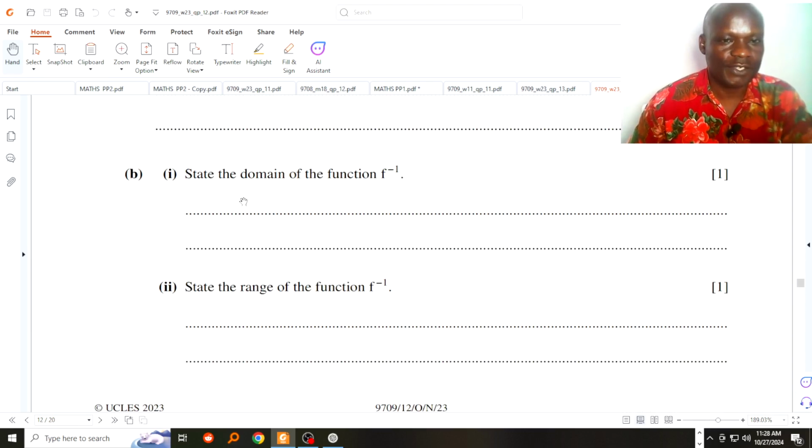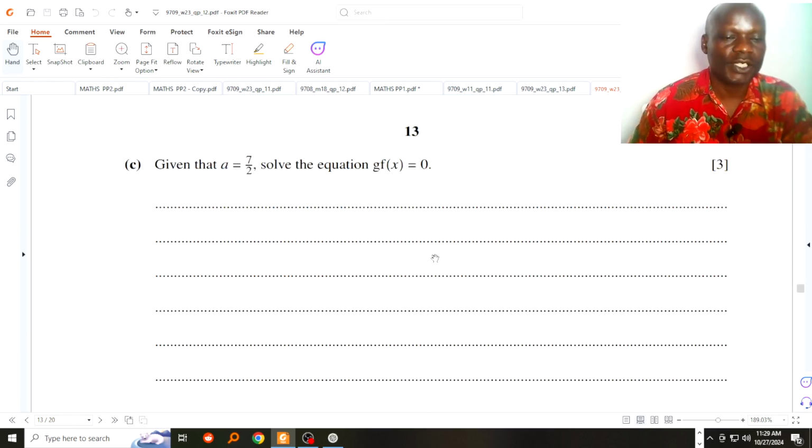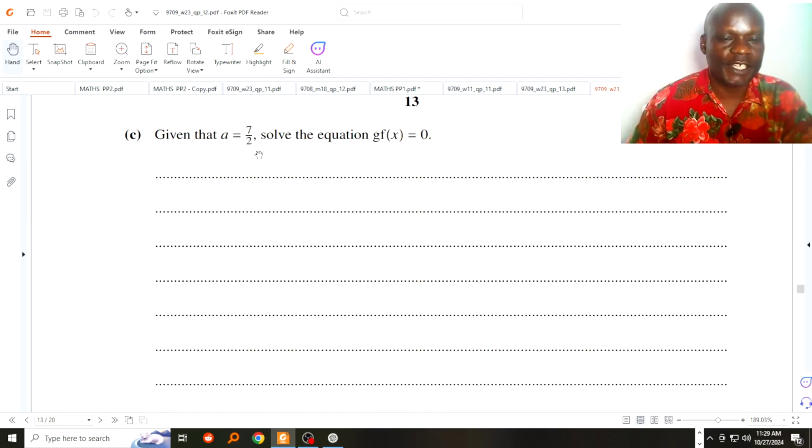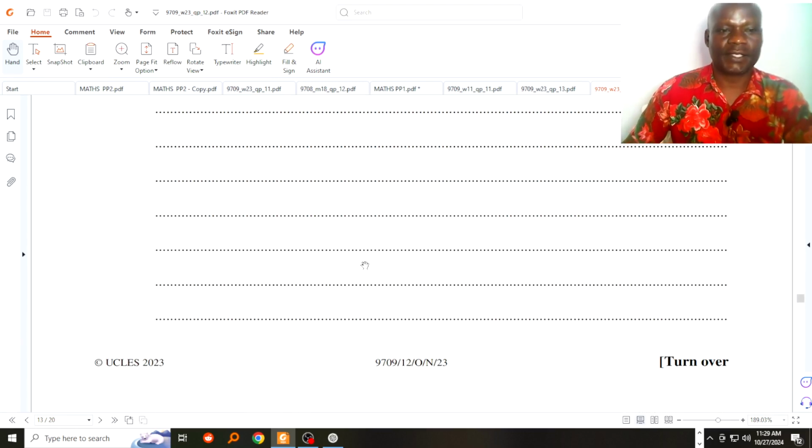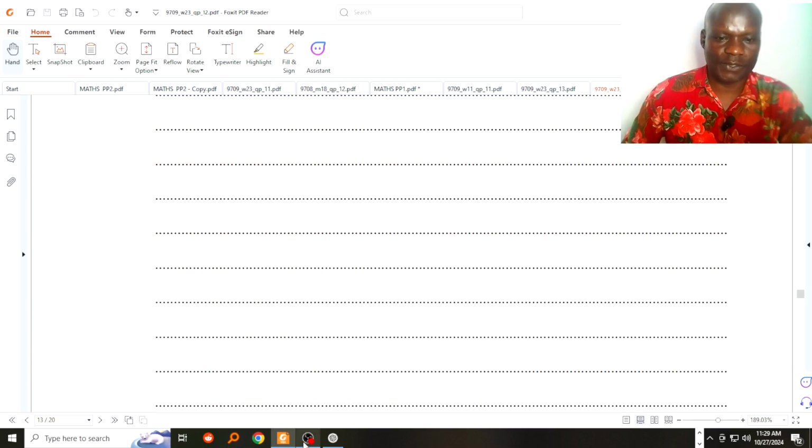Then b, state the domain of the function inverse of f. Roman 2, state the range of the function inverse of f. So here state the domain, here state the range. But C, given that a is equal to 7/2, solve the equation g of f of x is equal to 0. And yeah, that's it. So let's see what our solution should look like in that case.